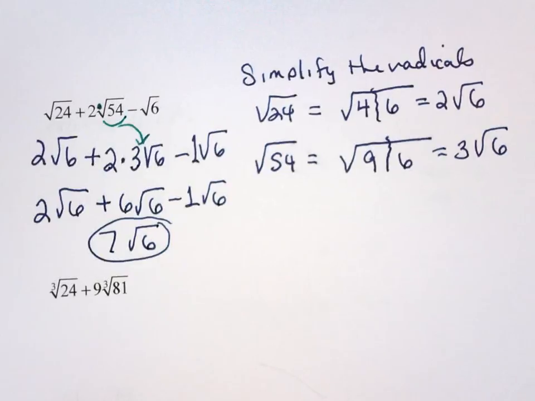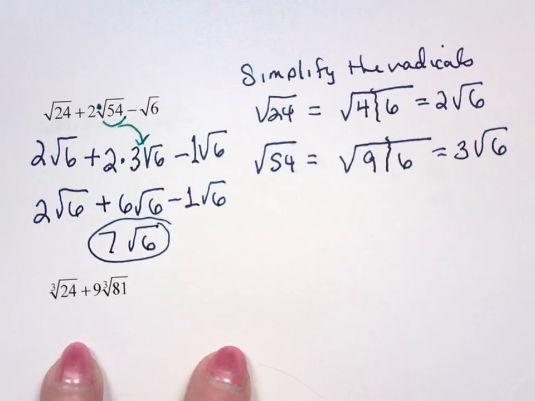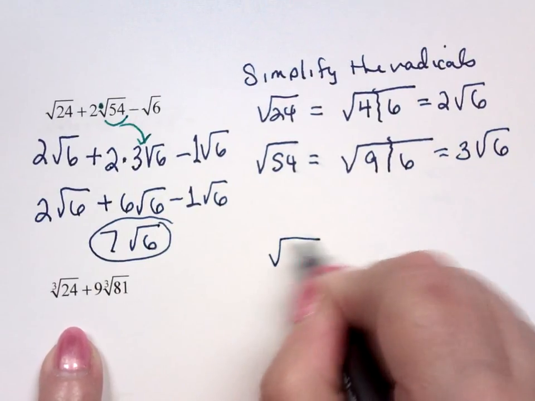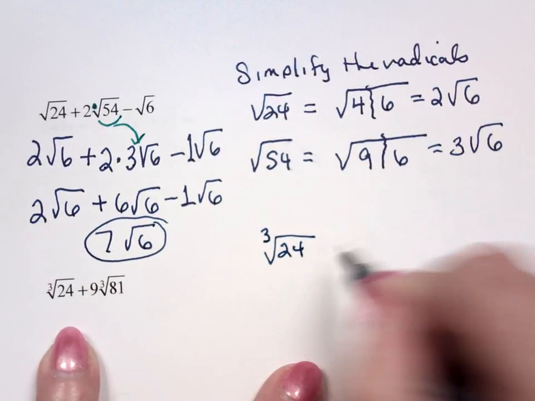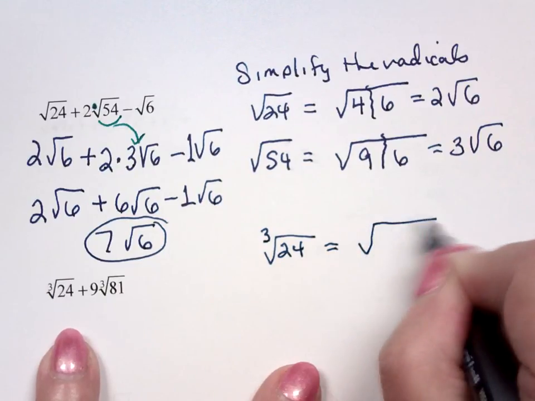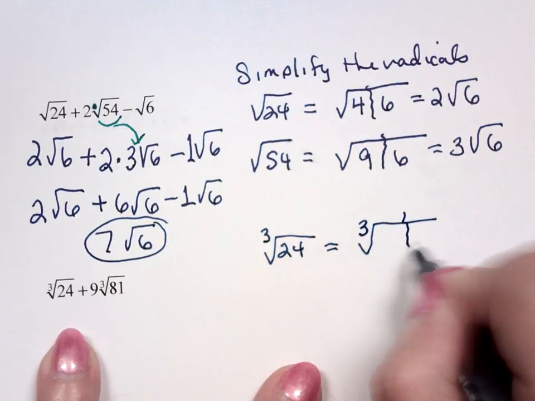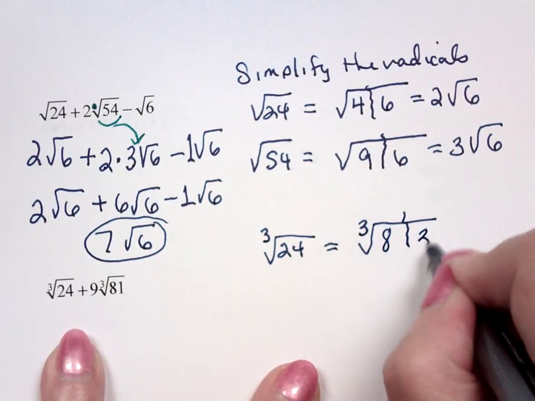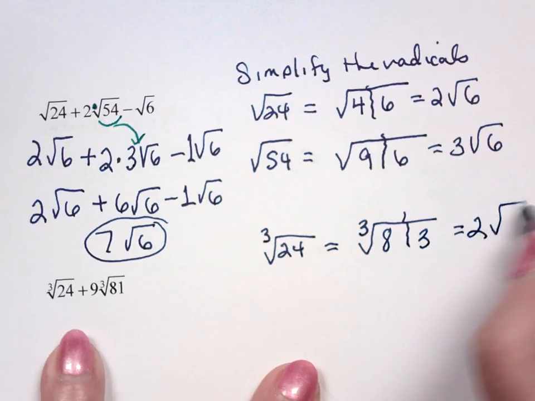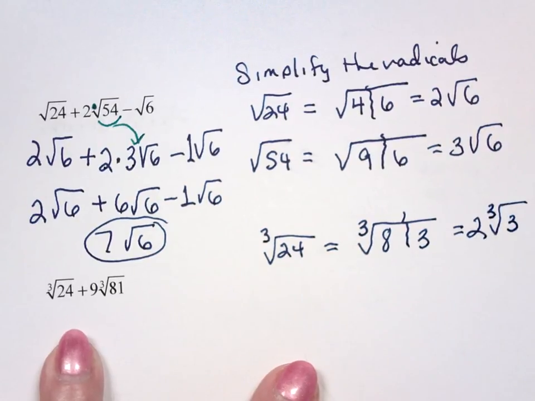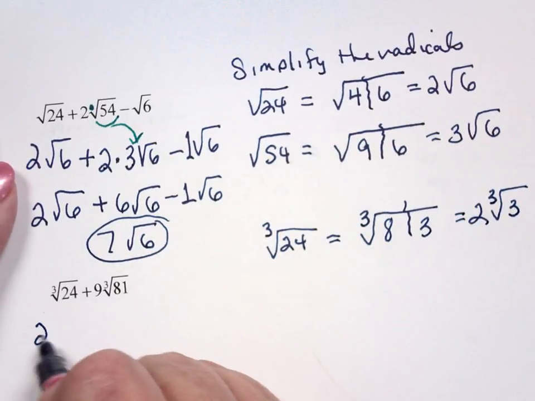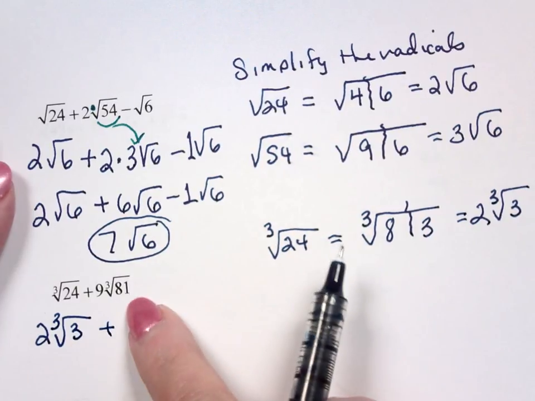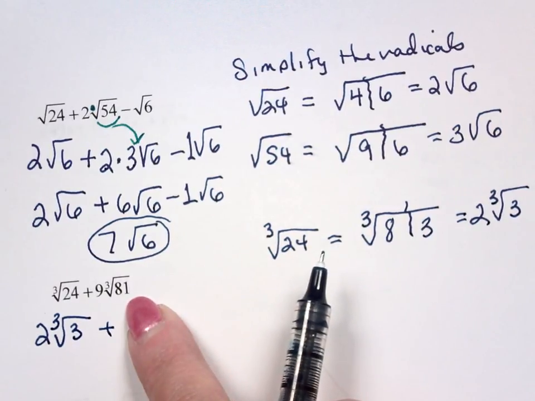Cube root of 24, cube root of 81. Get somebody down and see what happens. 24. So if I look at the cube root of 24, let him be the guide maybe. What's the cube in 24? 8 and 3. So this is 2 cube roots of 3. So if I know the cube root of 24 is 2 times the cube root of 3, if I add them, this guy has to be a cube root of 3, doesn't he?